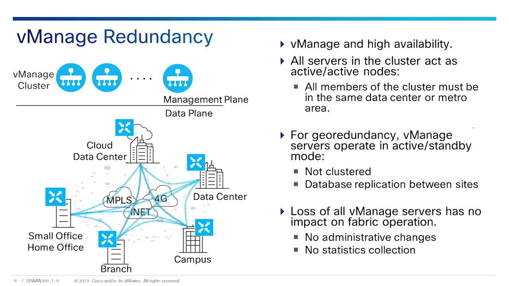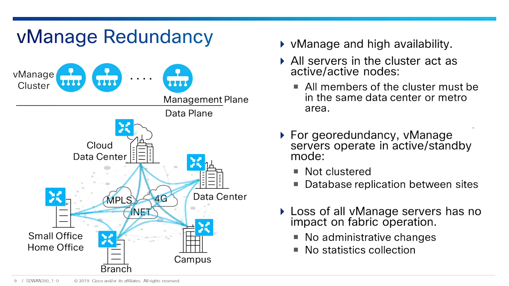So vManage is going to scale as a cluster. From any other device such as vEdge, vManage is going to appear as one single IP address. And load balancing between the devices within the cluster is not visible to other devices. Within a cluster, all vManage instances are in an active mode. For this to work, all members of a cluster must be in the same metro area to keep the delay between single servers low. If failover between regions is required, only an active standby model is supported.